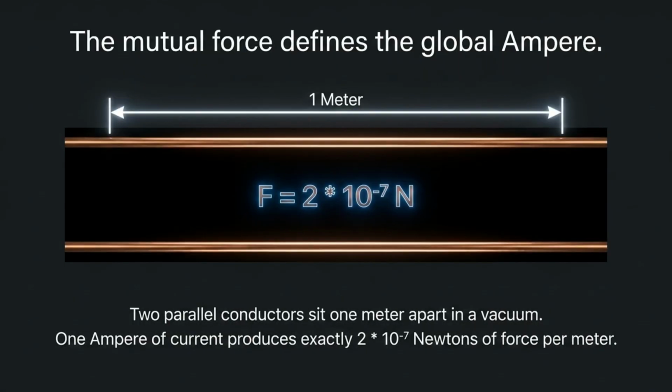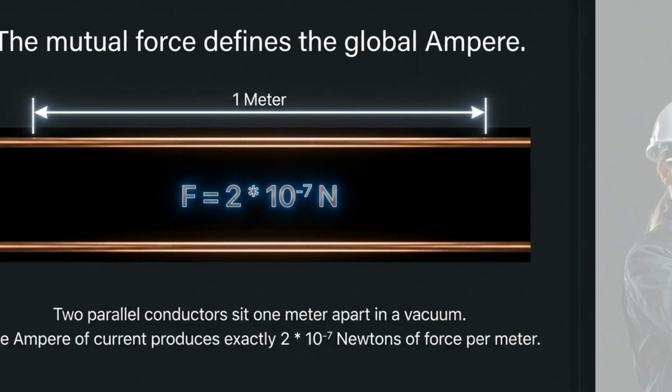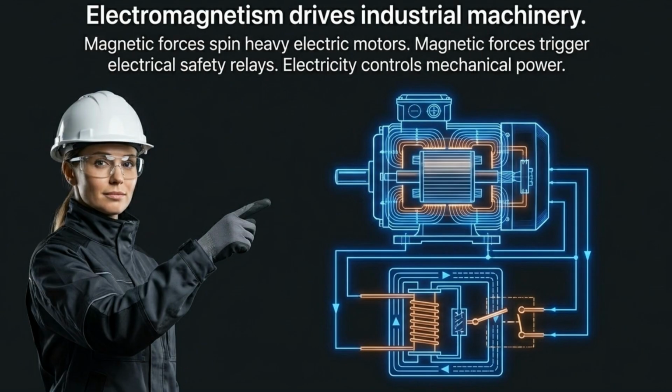The mutual force between parallel conductors defines the global ampere. 1 ampere of current produces exactly 2 times 10 to the power of negative 7 newtons of force per meter between two wires 1 meter apart in a vacuum. Electromagnetism is crucial for industrial machinery. Magnetic forces drive electric motors and activate electrical safety relays, showcasing how electricity controls mechanical power.